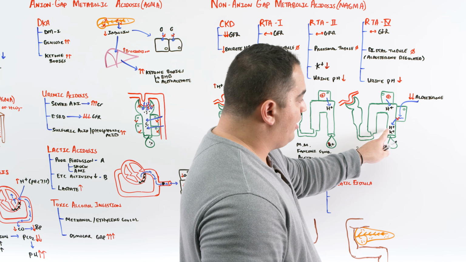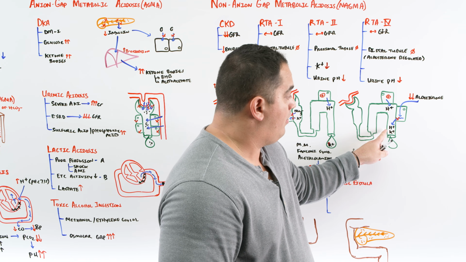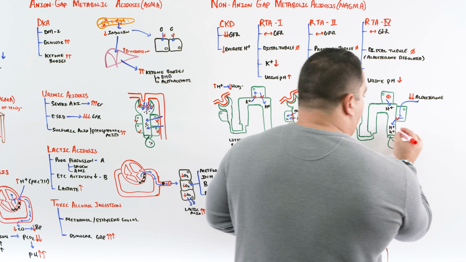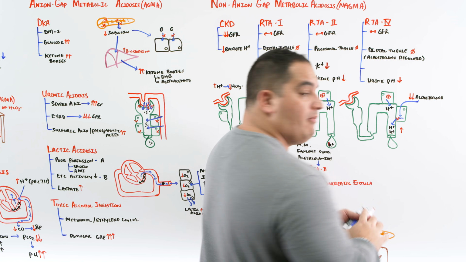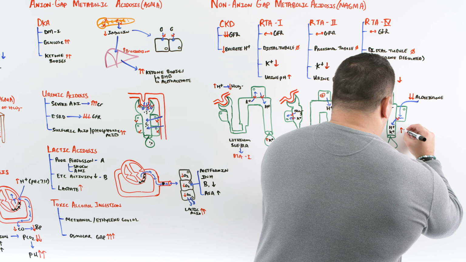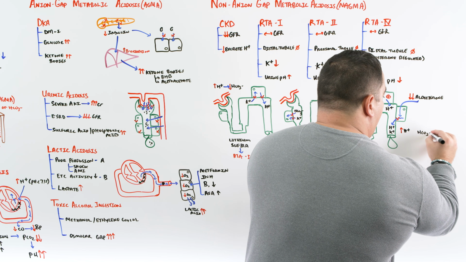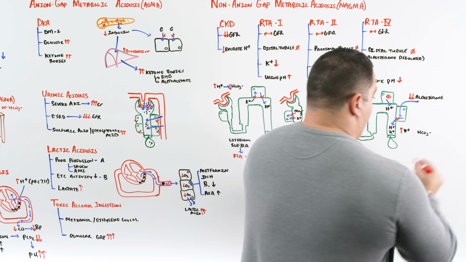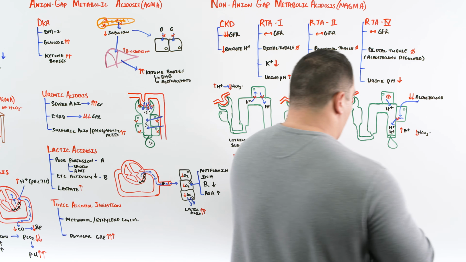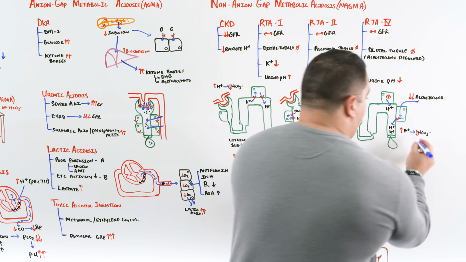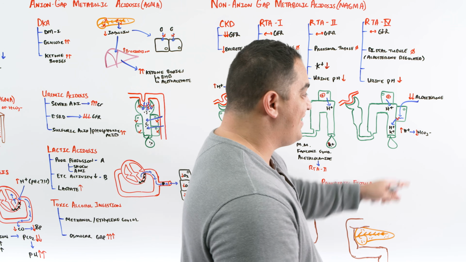Will you be able to secrete protons into the urine? No. If I have fewer protons being excreted, what happens to my proton levels in the blood? They go up. If proton levels in the blood go up, what happens to my bicarb levels? Well, the protons are going to bind to the bicarb and deplete the bicarb levels. So that should deplete. What happens to my pH if my bicarb goes down? It goes down. So we see how that causes that, right?